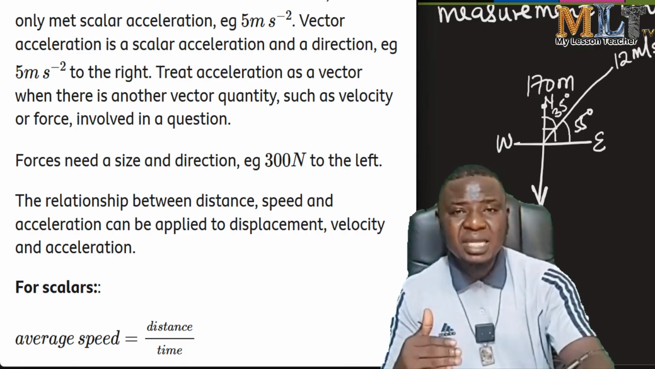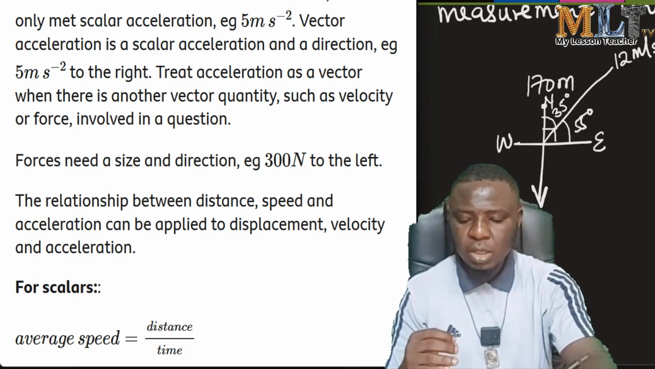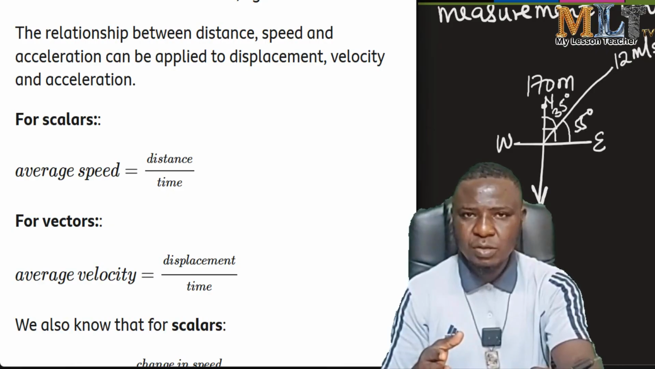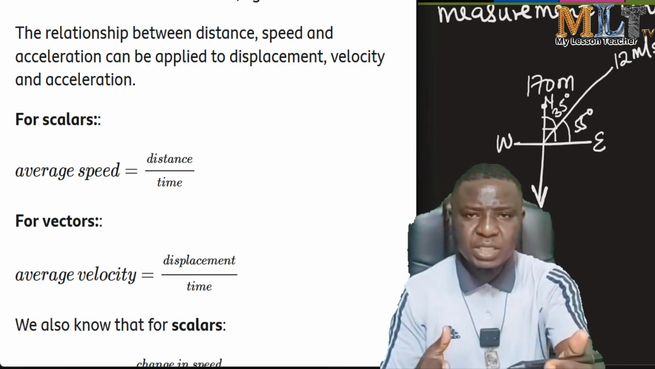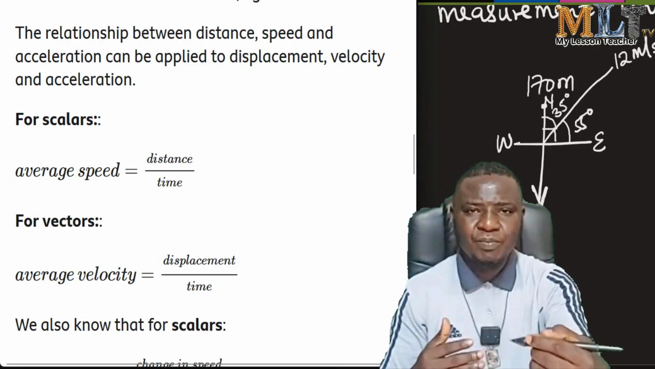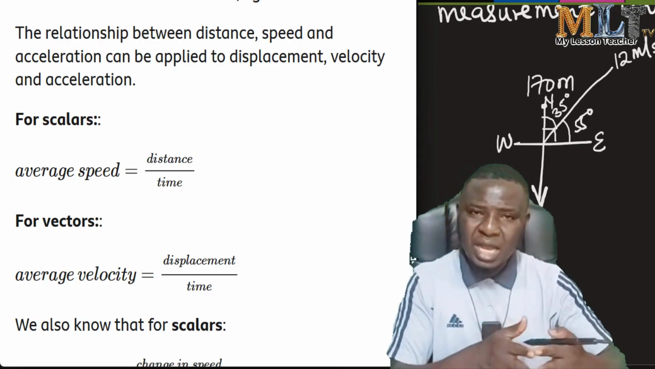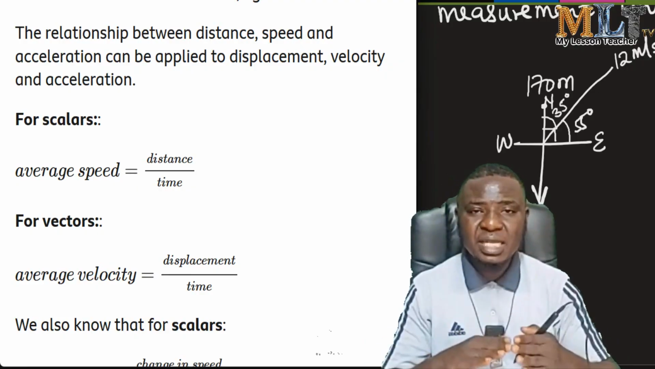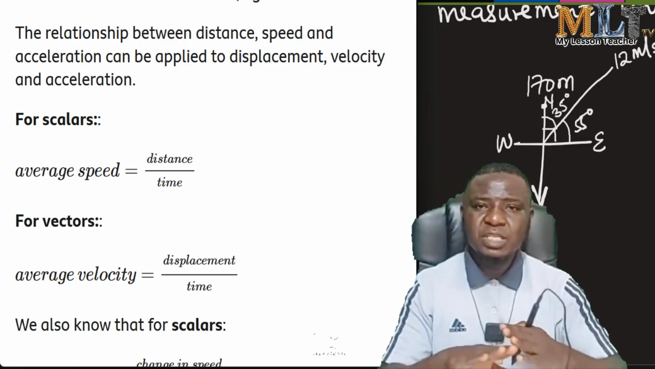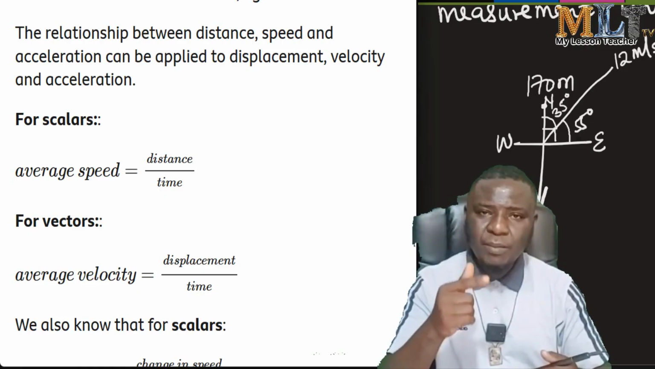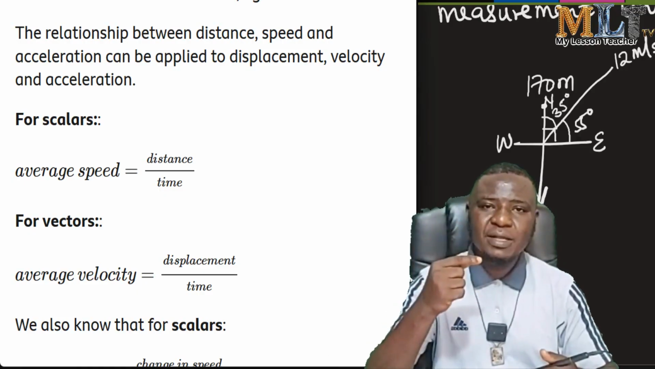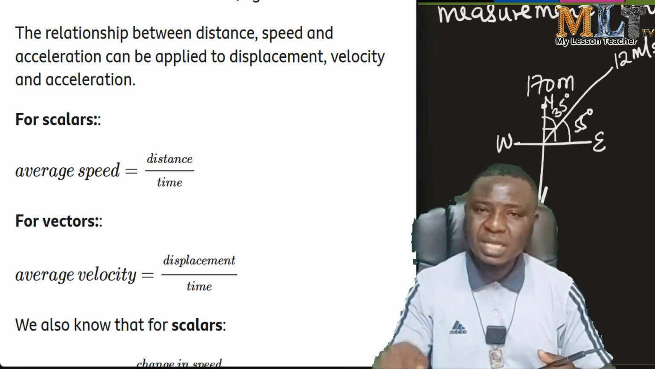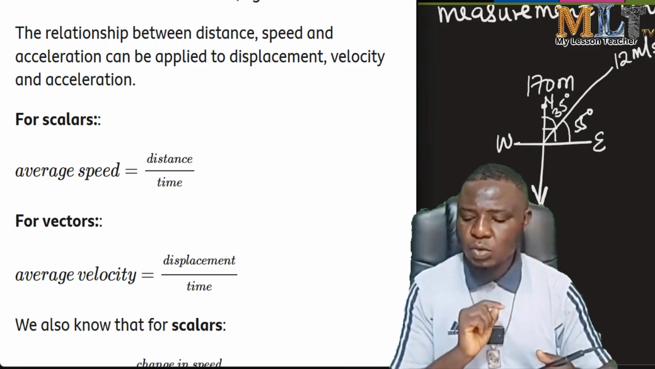The relationship between distance, speed, and acceleration can be applied to displacement, velocity, and acceleration. Now, for scalars, average speed is distance divided by time. Distance divided by time gives us an average speed. Average speed is a scalar quantity because distance is not a vector quantity, and time is not a vector quantity. So remember, when you divide a scalar quantity by a scalar quantity, it gives you a scalar quantity. So it therefore means that average speed is a scalar quantity.